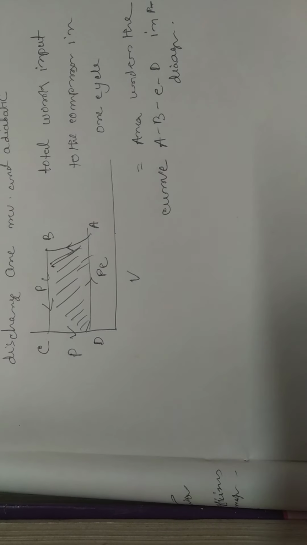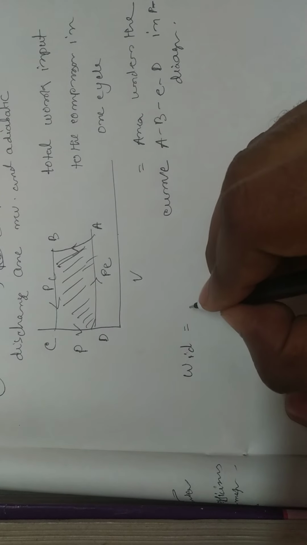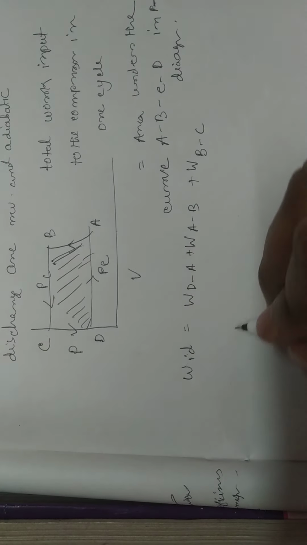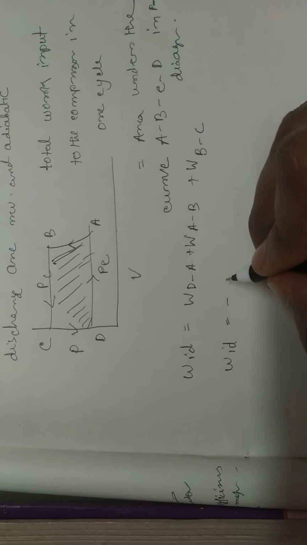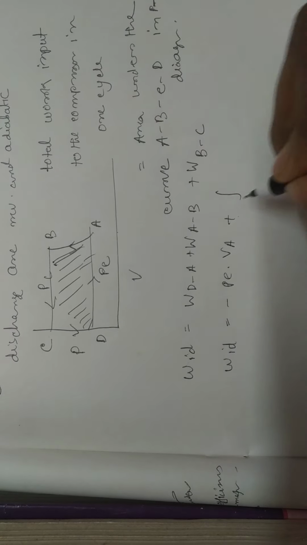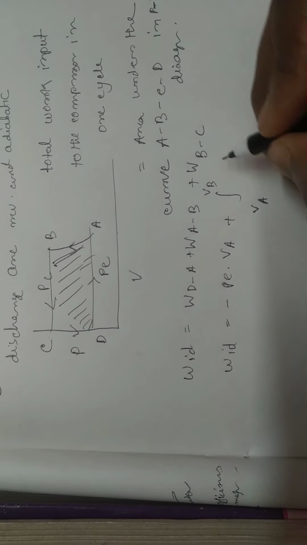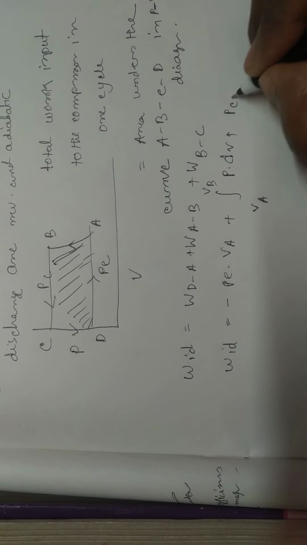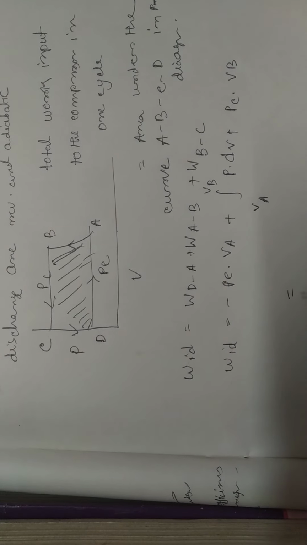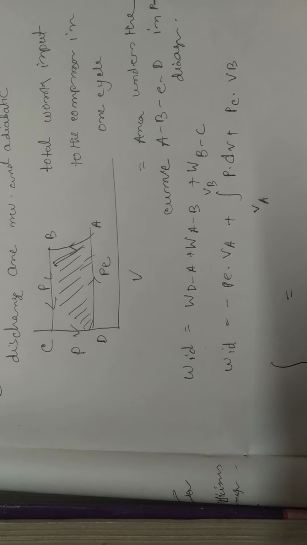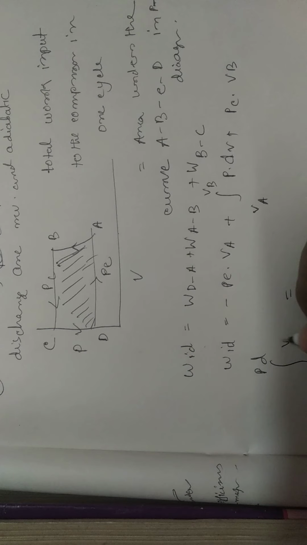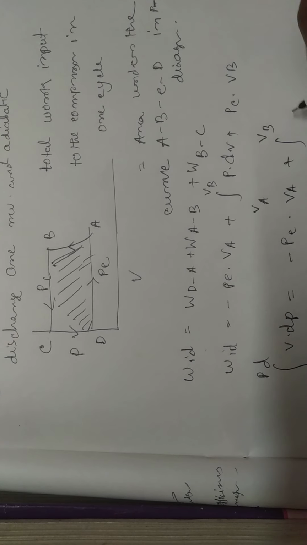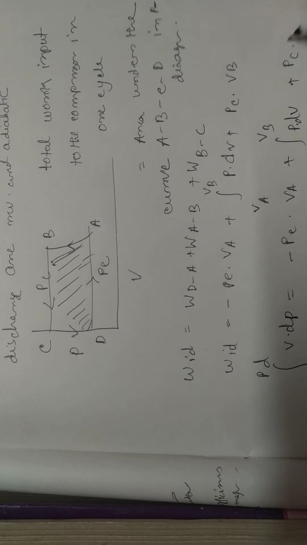Now, the total ideal work, W_ID, is equal to W_DA plus W_AB plus W_BC. So W_ID can also be written as minus P_E into V_A, plus the integral from V_A to V_B of P dV, plus, for B to C, the work done P_C into V_B. That is nothing but W_ID, which can also be written as P_E into V_A plus the integral from V_A to V_B of P dV plus P_C into V_B.